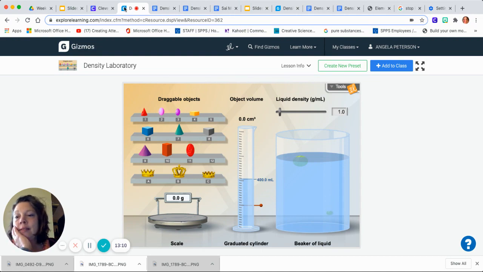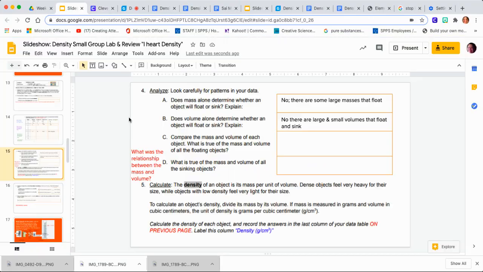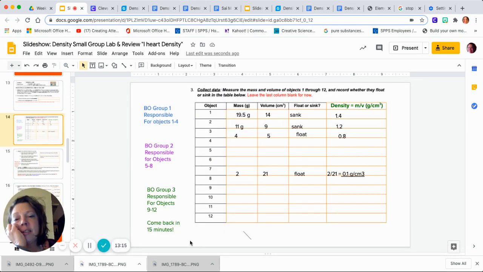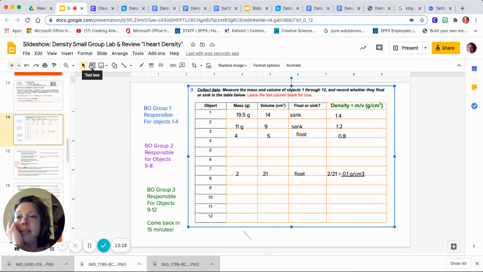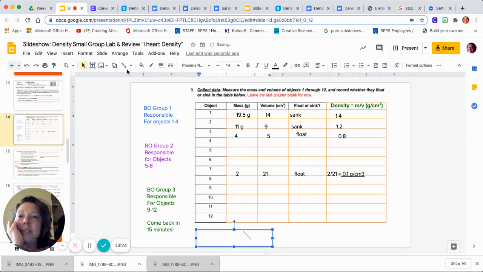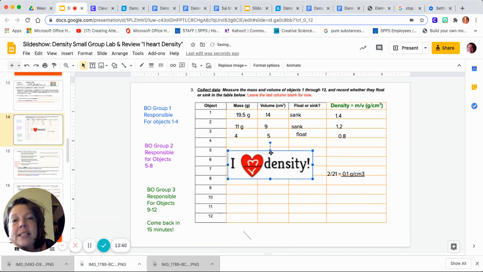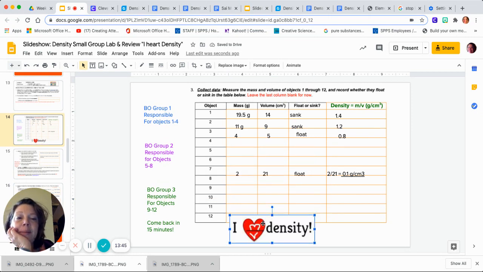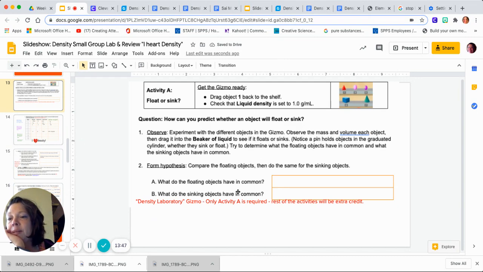All right, so we go back and take a look here, and to help you remember, I'll insert a little text box and a little picture for our I heart density here today. So there you go. Remember this, I heart density. If we take this and divide the mass by the volume, M divided by V, you'll be able to figure out the density on those pages, okay?